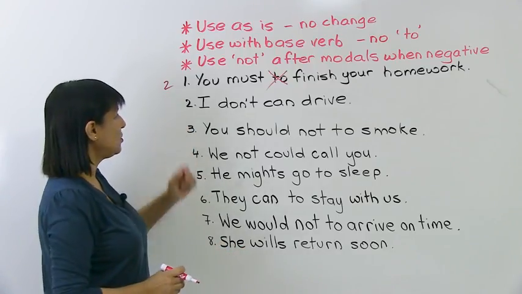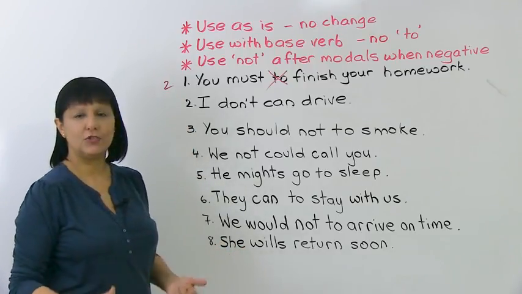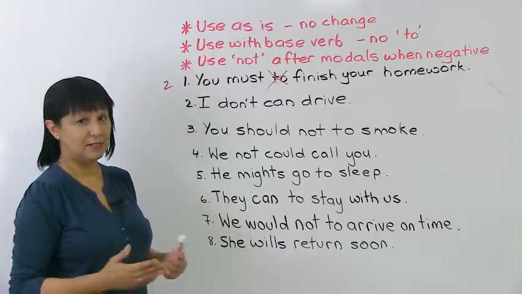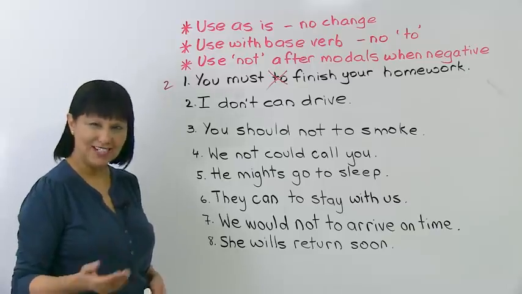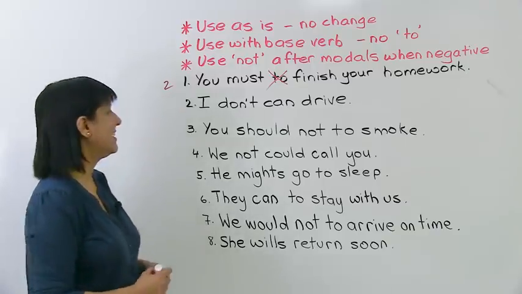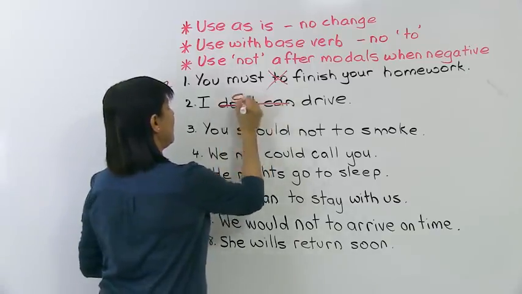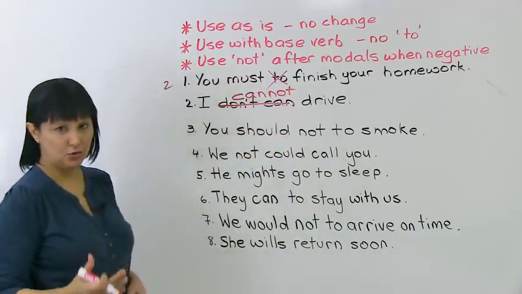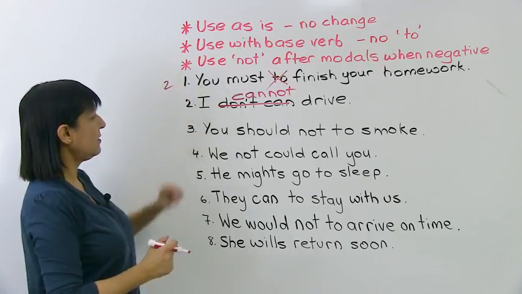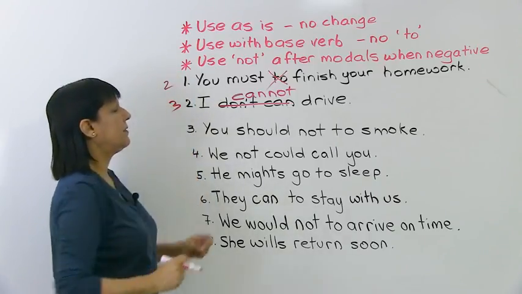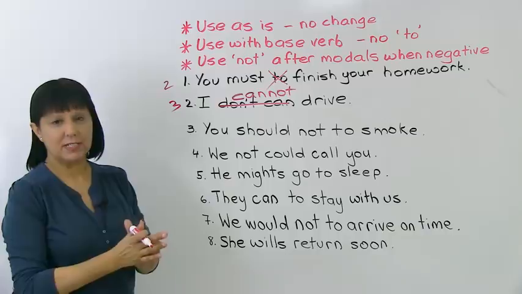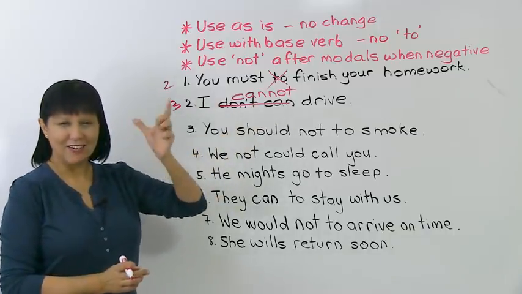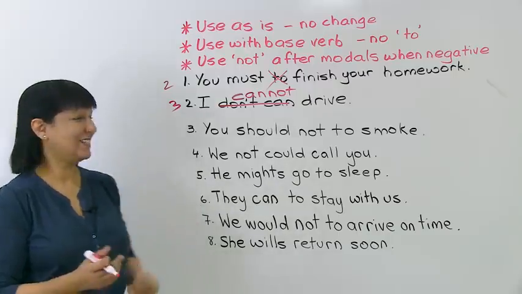That's it. Number two, I don't can drive. That's wrong. What should it be? I cannot drive, okay? That's what we said here in the third rule, right? That just use not when it's negative, all right? And remember, with the word cannot, it's one word, all right?